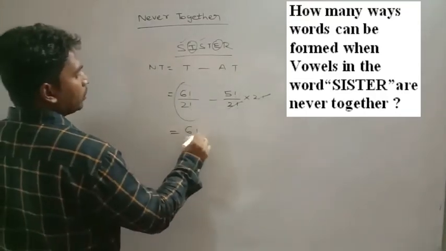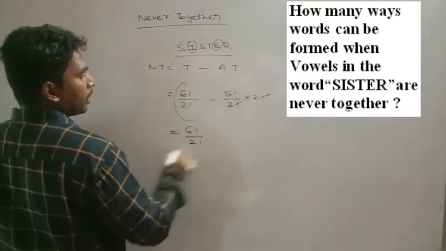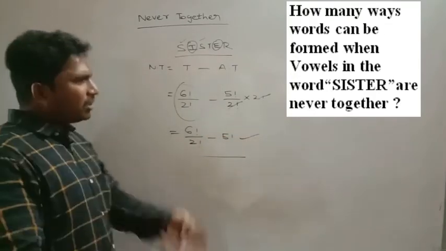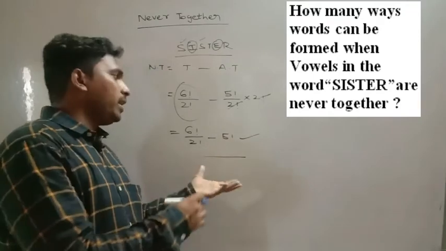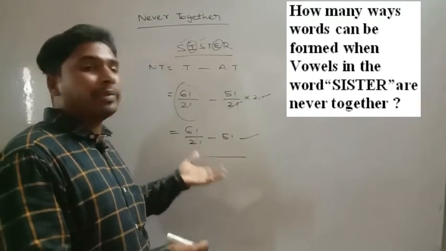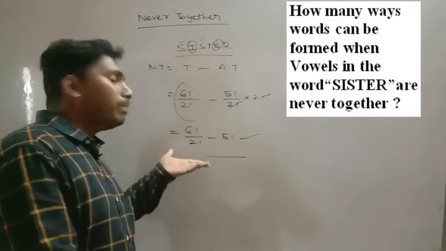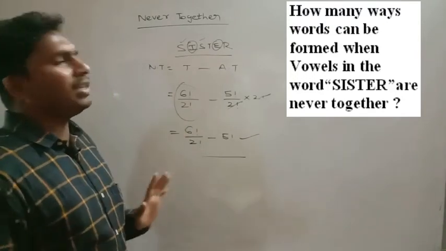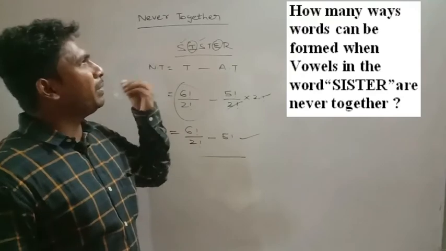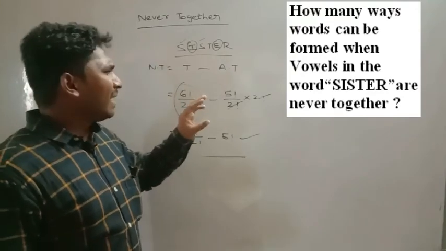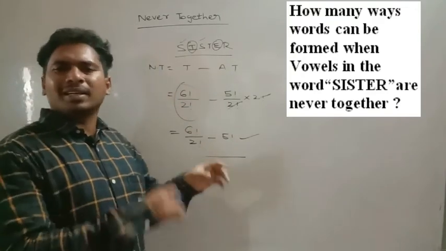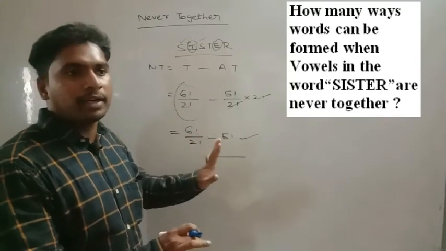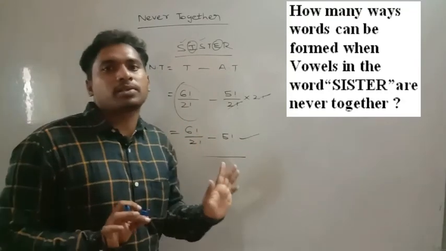So your answer is 6 factorial by 2 factorial minus 5 factorial. This is the case if anything is repeated: you just have to write down how many times it is repeated, that many factorial. Everything else remains the same, whether it is vowel or consonant, always together or never together. You can do it, but provided you should have more practice.